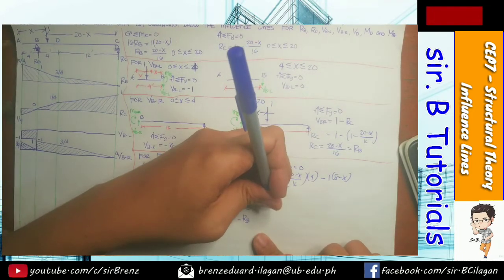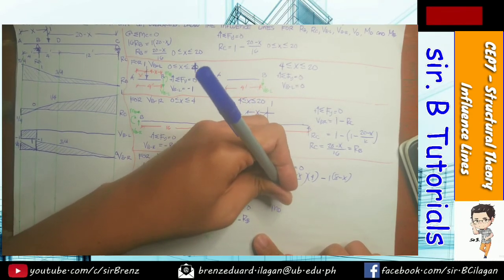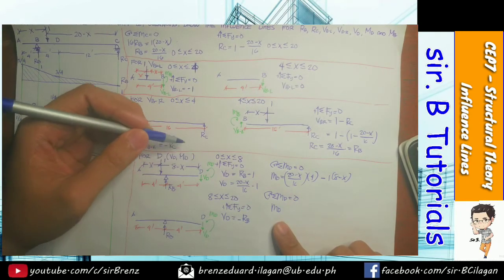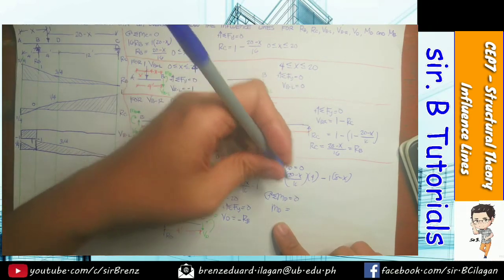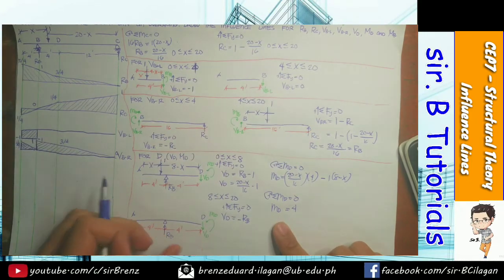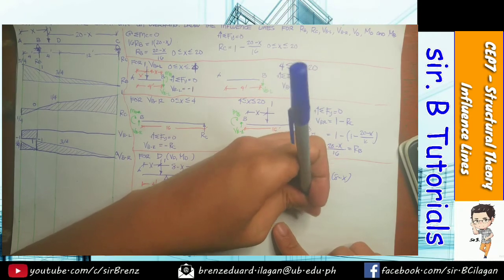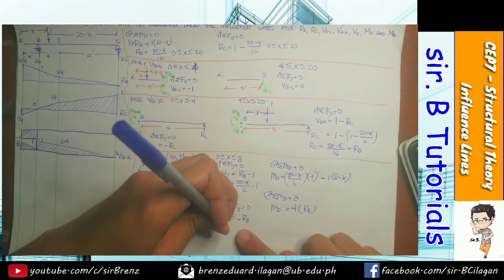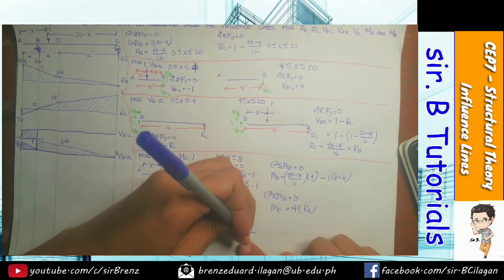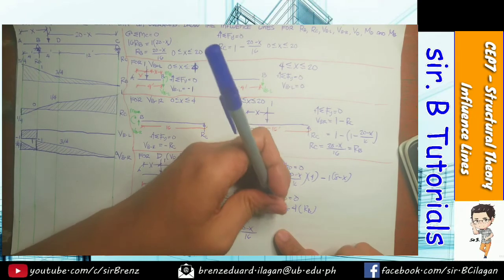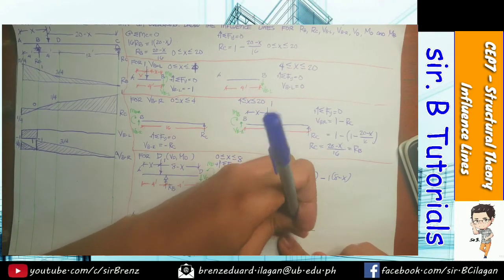And for moment D, just take summation of moment at point D equals 0. So moment D equals 4 times RB, where RB is equal to this. So let's put it here, over 16. And then this is moment D, so this is 4 times (20 minus x) over 16.